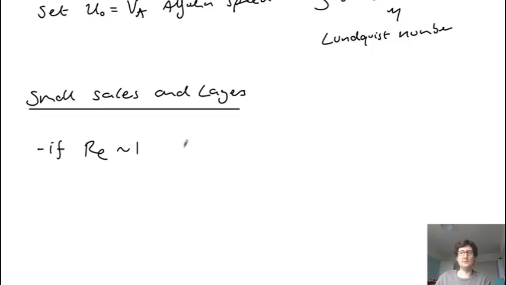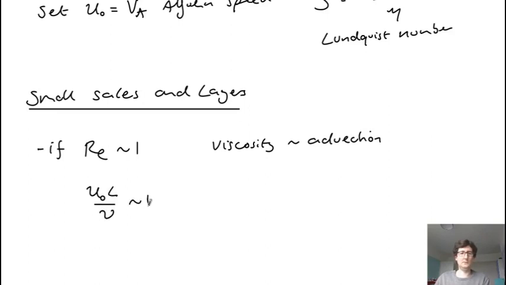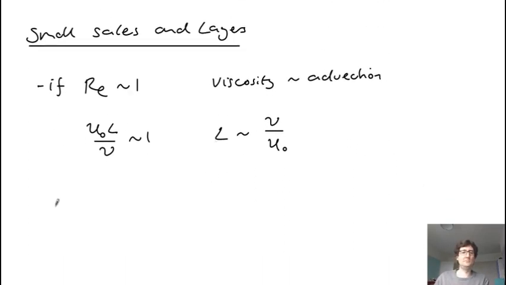So for the Reynolds number, if the Reynolds number is about 1, then viscosity and the advection are of similar magnitude. And so we have that u naught L over nu, which is the Reynolds number, is roughly 1. And so there's a length scale, which is roughly the kinematic viscosity divided by the flow velocity. And this is typically very small.